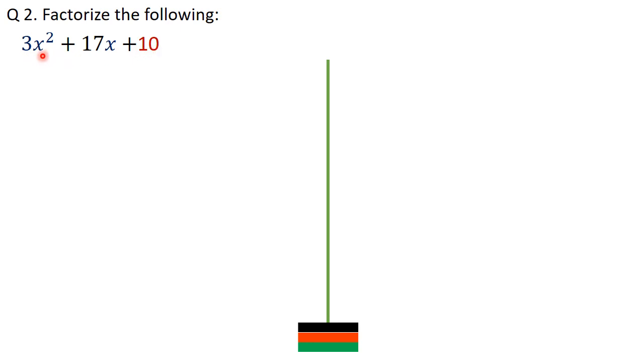We have 3x squared, 17x raised to power 1, and 10x raised to power 0. So look at the powers of x in descending order: x squared, x raised to power 1, and x raised to power 0.